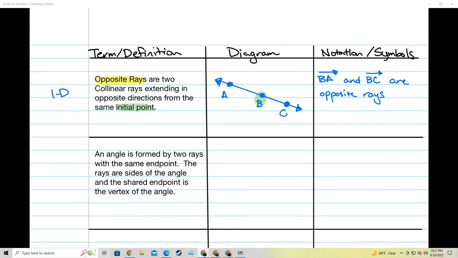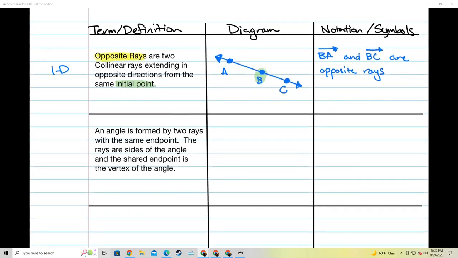All right, we got one more and we'll be done. An angle is formed by two rays with the same endpoint. The rays are sides of the angle and the shared endpoint is the vertex of the angle. Again, a lot of vocabulary there, but let's just show you what they're talking about. So I'm going to go ahead and draw an angle. On this angle, I'm going to start here. And one ray is going to go this way, one ray is going to go that way, and I'm going to label the heck out of this thing. So let's see, this is going to be point C, this is going to be point D, this is going to be point E.